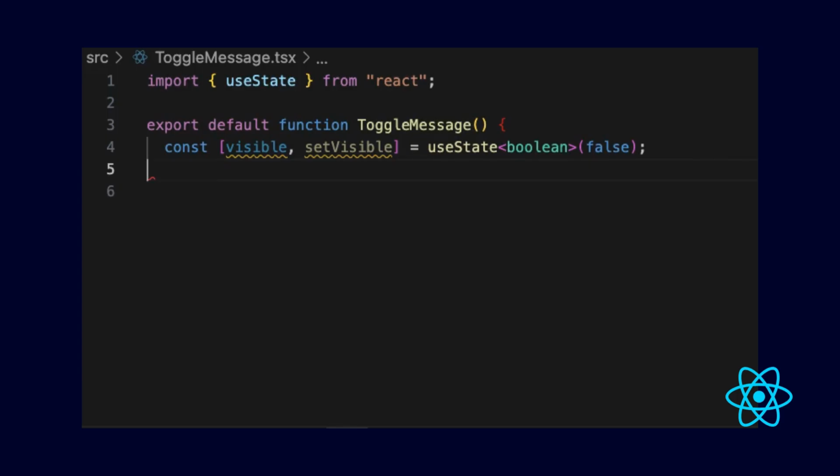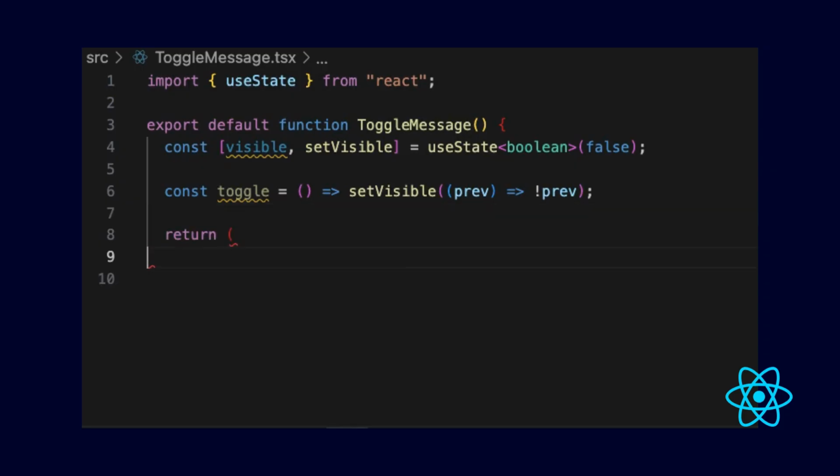It starts as false, meaning the message is hidden by default. setVisible is the function that will update this state. And then we define a function called toggle. It flips the state. If it was true, it becomes false. If it was false, it becomes true. We use the functional form, prev arrow, not prev, to safely update based on the previous value.